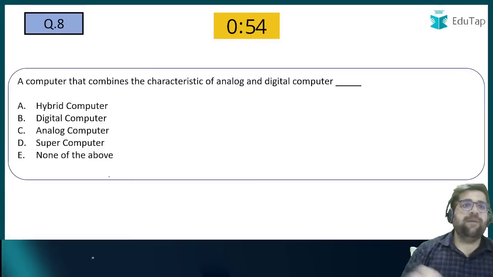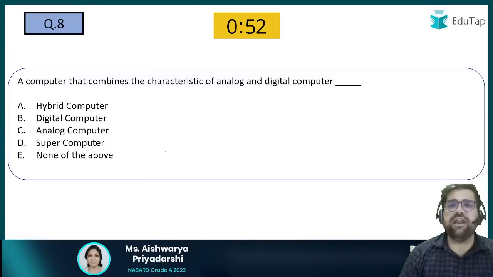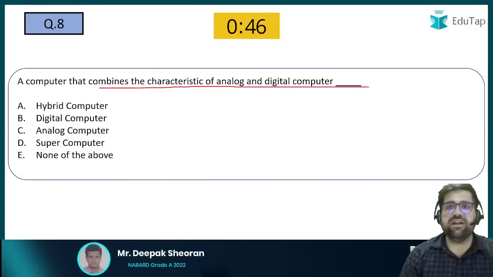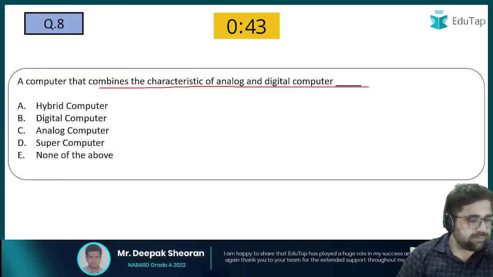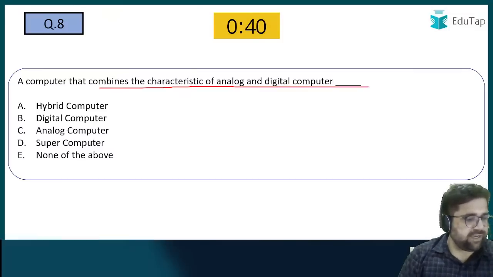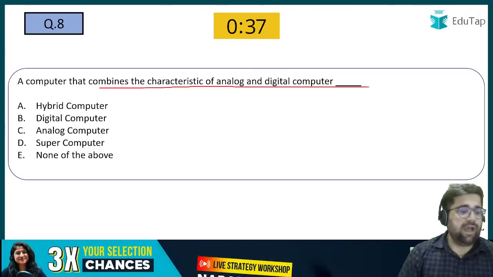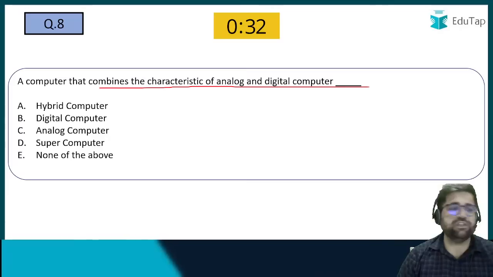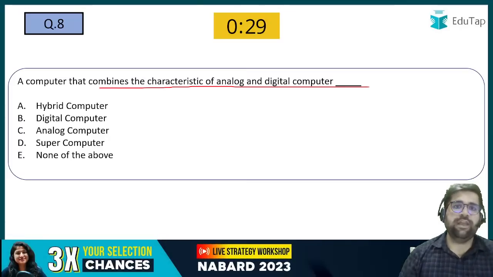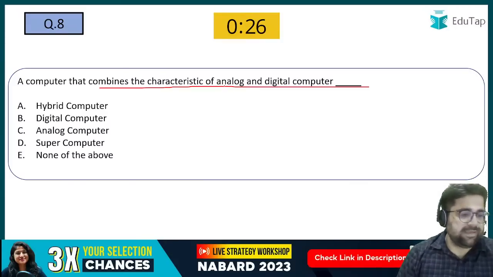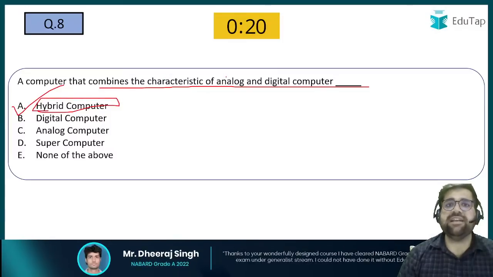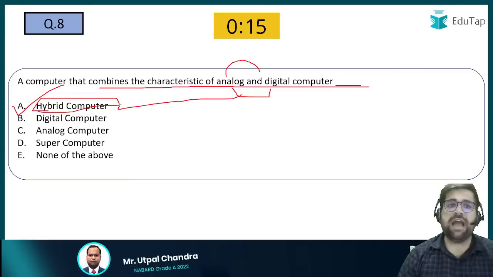Question number 8 right now. A computer that combines the characteristics of analog and digital computers is known as what? Yes, very good. I want to see the same amount of energy till the 105th question, and I will be bringing certain previous year questions also to check your knowledge. Oh yes, the correct answer will be hybrid computers. Hybrid computers are those computers which combine the characteristics of analog and digital computers. Please understand, if I combine these two, I will reach hybrid computers.